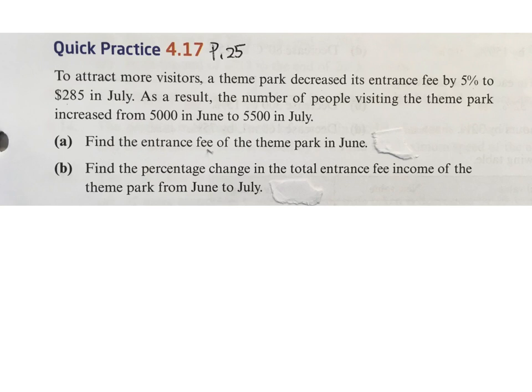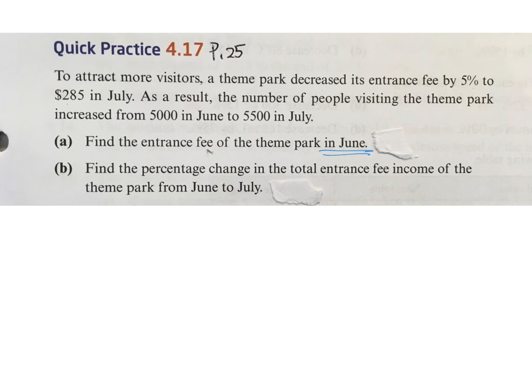Let's go to page 25, looking at quick practice 4.17. Read the questions carefully. To attract more visitors, a theme park decreased its entrance fee by 5% to $285 in July. As a result, the number of people visiting the theme park increased from 5,000 in June to 5,500 in July. Part A. Find the entrance fee of the theme park in June.